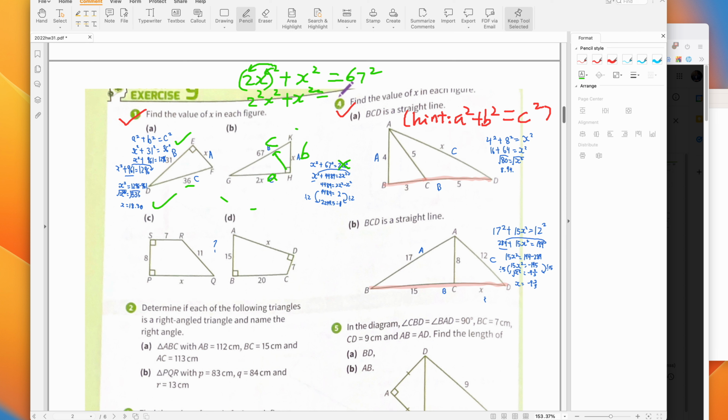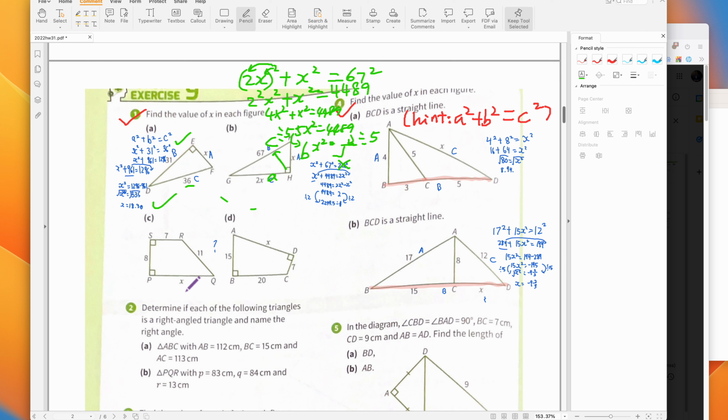What's 67 square? 4489. And then this is 4x square plus x square equals to 4489. And this is 5x square equals to 4489. And then you divide by 5, it's x square. So you divide by 5, and then you square root the answer later. You get x. Okay?